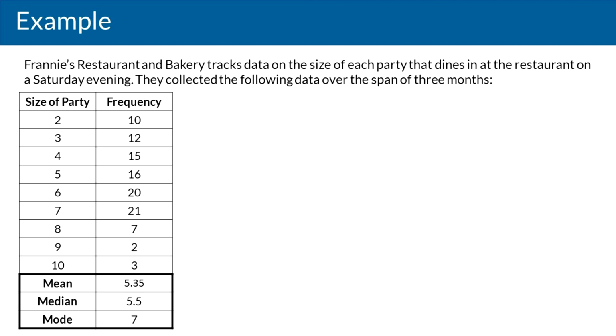So we can see from this that we are getting a lot of parties of 7 coming into the restaurant. But based on the mean and median being lower than the mode, we can also see that there's a high concentration of data values in that 2 to 5 range, so that's less than the median, where there are parties of that size coming in fairly often as well.